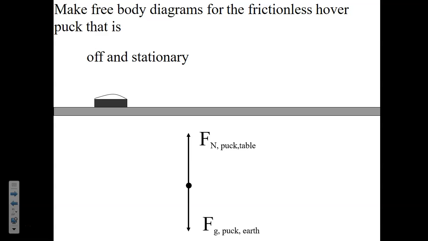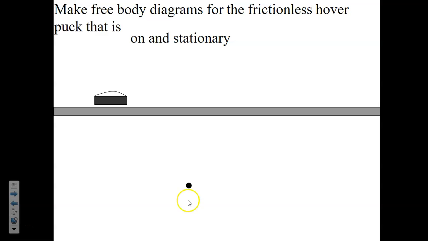Okay, any forces acting to the left or to the right? I do not think so. Okay, but we do put our hash marks to show that they're balanced. Now let's turn the hover puck on. And now we see that it's no longer sitting on the table. It's actually on a thin cushion of air, but it's still stationary. So that tells me that the forces are still balanced on it.